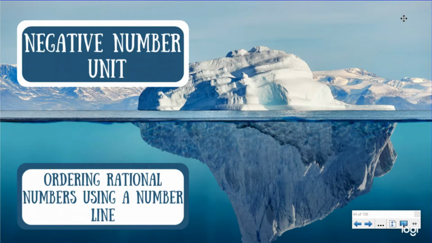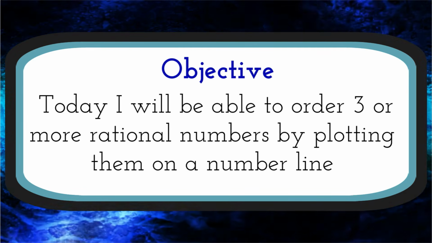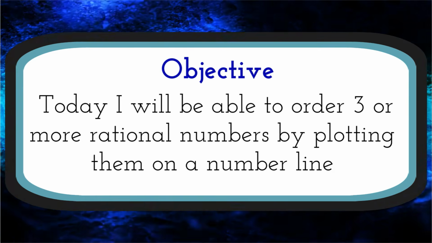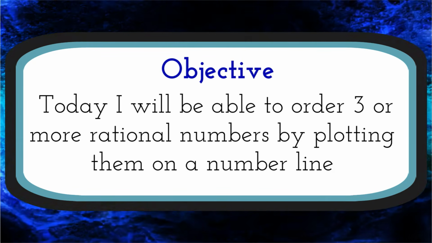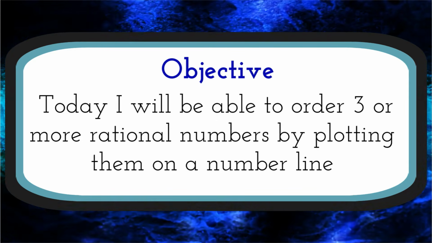Today we are going to be ordering rational numbers, not from a restaurant, but by using a number line. So let's dive under the water and see what our objective is today. Our objective today: I will be able to order 3 or more rational numbers by plotting them on a number line. The last 2 lessons we've been comparing rational numbers, but we've only been doing 2 rational numbers. Today we're going to take it to the next step and do 3 or more.